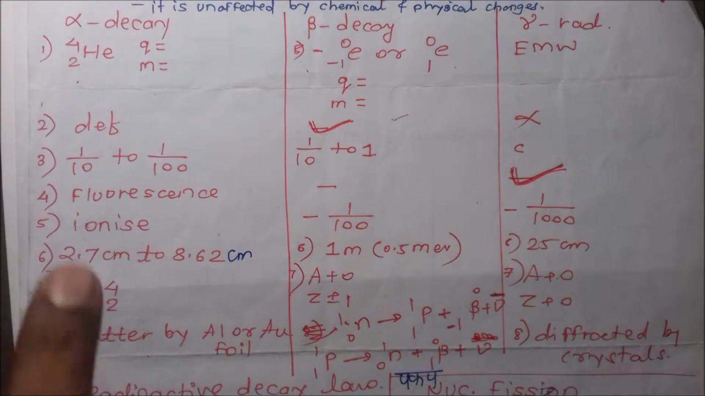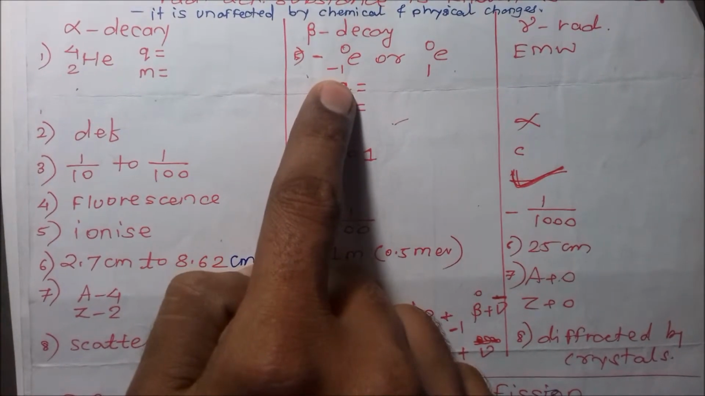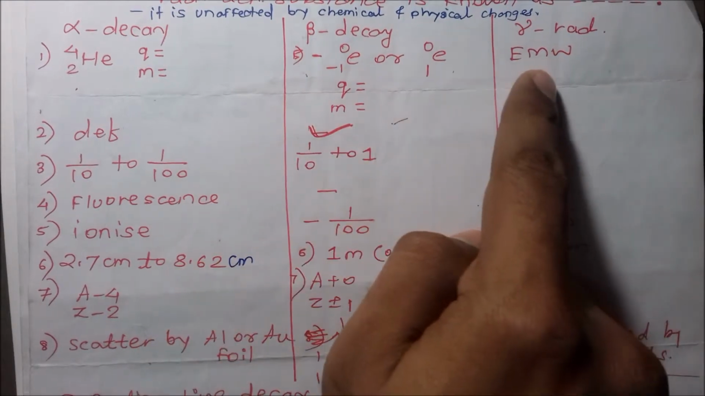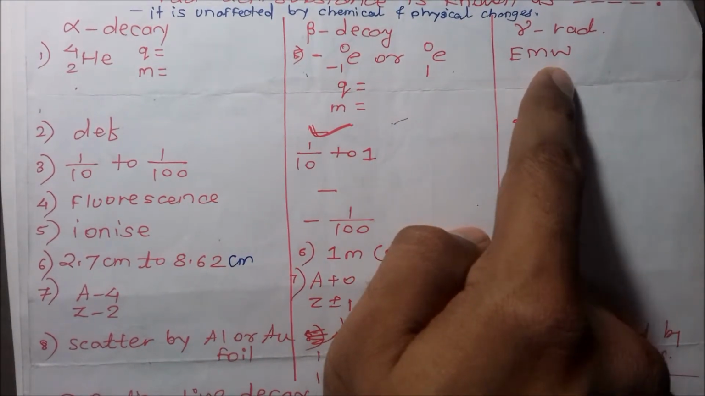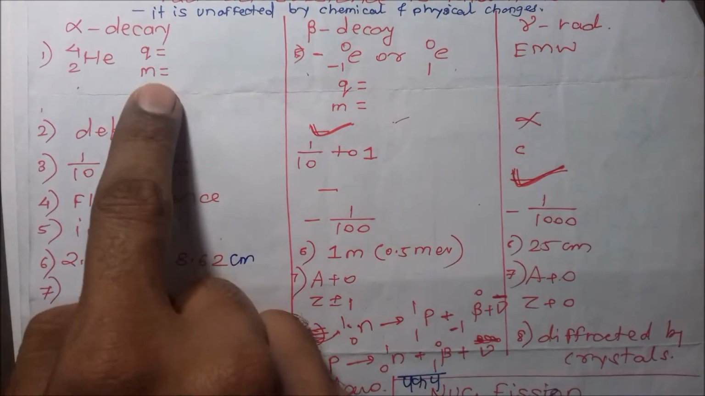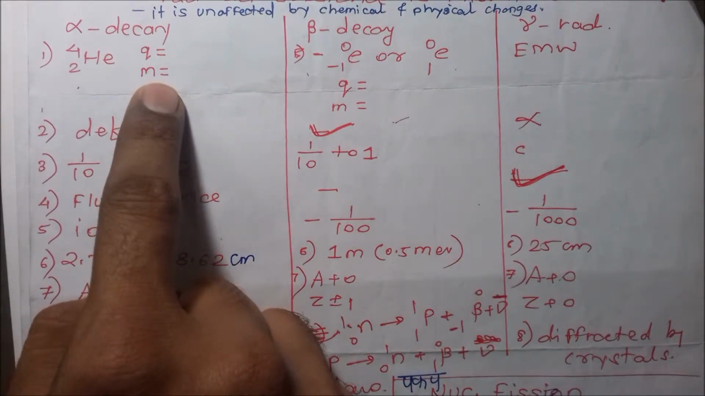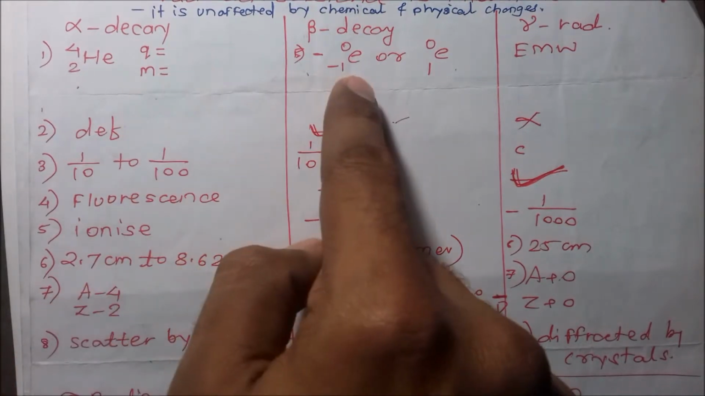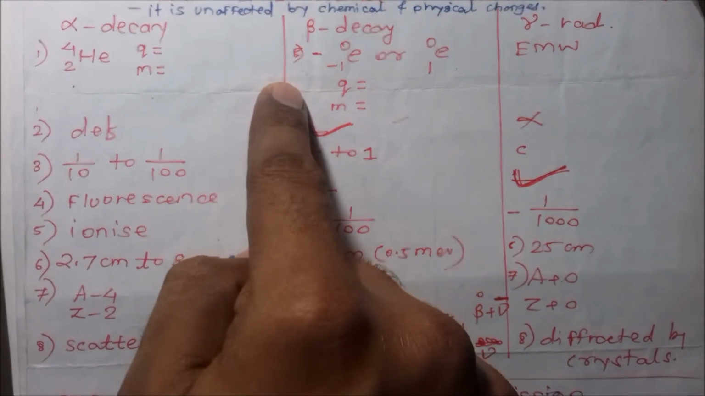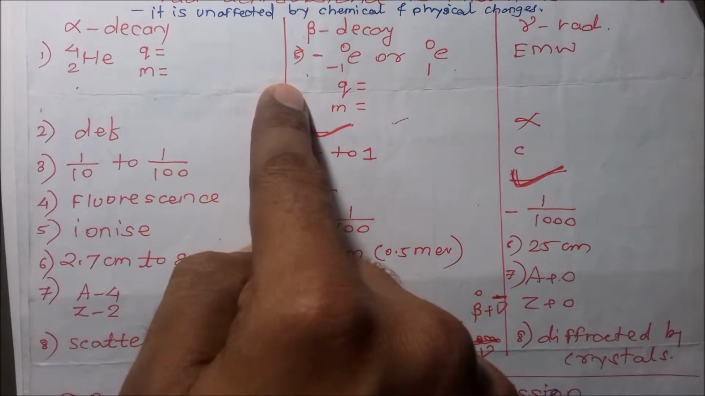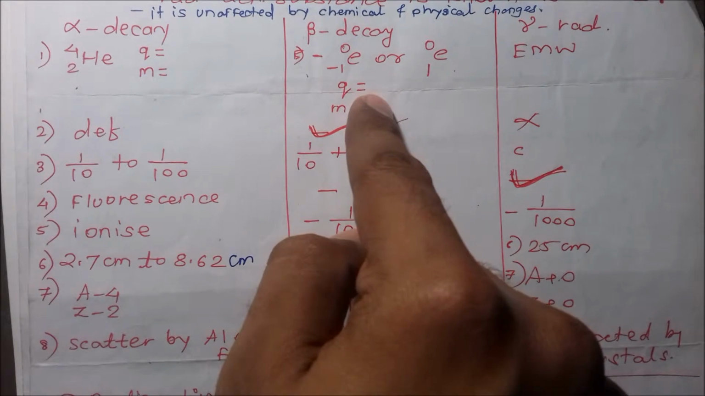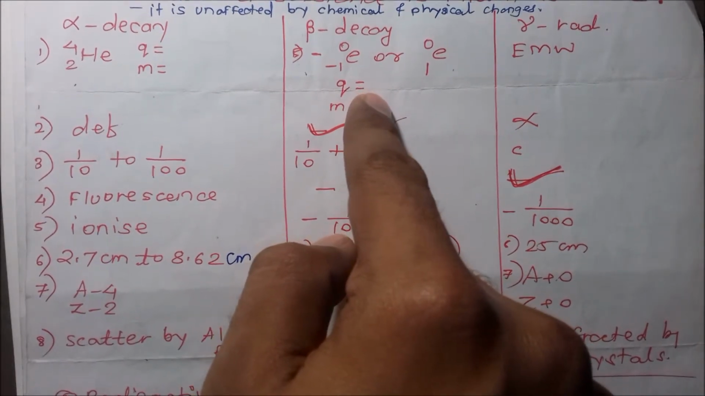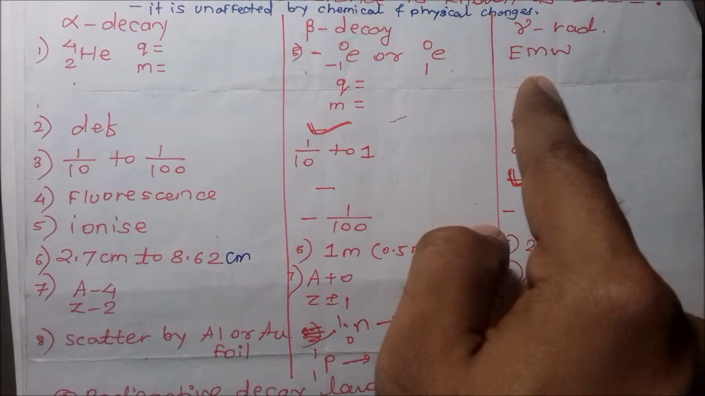Alpha particle is nucleus of helium, beta particle is either electron or positron, and gamma means electromagnetic wave. Charge on helium nucleus is 3.2 into 10 raised to minus 19 coulomb, and its mass is 4 AMU. Mass of electron or positron is 9.11 into 10 raised to minus 31 kg, and charge is 1 e, 1.6 into 10 raised to minus 19, plus on positron, minus on electron. Electromagnetic wave has no charge, no mass.